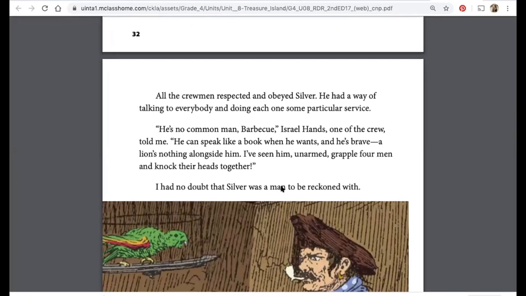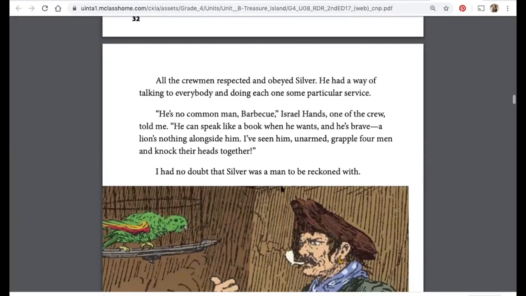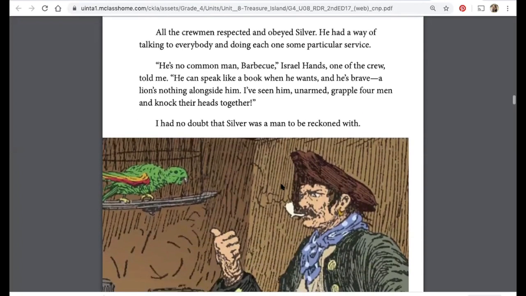All the crewmen respected and obeyed Silver. He had a way of talking to everybody and doing each one some particular service. "He's no common man, Barbecue," Israel Hands, one of the crew, told me. "He can speak like a book when he wants, and he's brave. A lion's got nothing alongside him. I've seen him, unarmed, grapple 4 men and knock their heads together." I had no doubt that Silver was a man to be reckoned with.